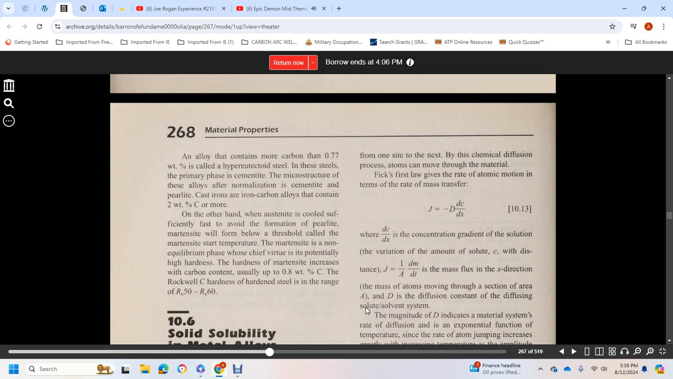On the other hand, if austenite is cooled sufficiently fast to avoid the formation of pearlite, martensite will form below a threshold called the martensite start temperature. Martensite is not an equilibrium phase, and its chief virtue is potentially high hardness. The hardness of martensite increases with carbon content, up to about 0.8 weight percent carbon, and the Rockwell C hardness of steel ranges from RC 50 to RC 60.